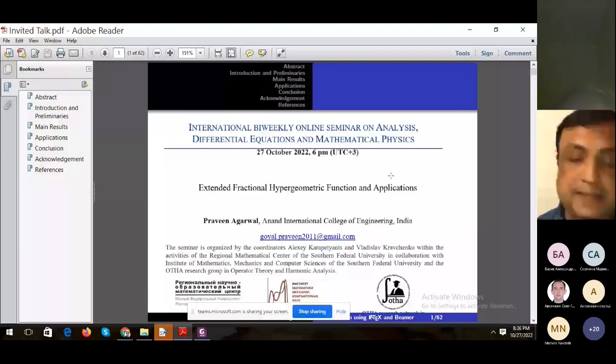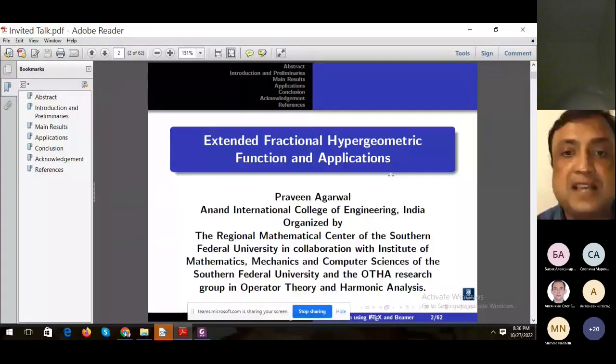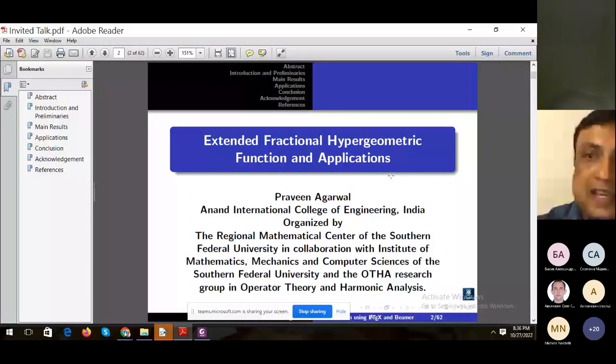Now, you can see that today my title is Extended Fractional Hypergeometric Functions and Applications. Why am I using the name extended fractional hypergeometric function? We can first understand what we mean by fractional operators, and then why I am using the extended fractional hypergeometric function. For that, I can show you.